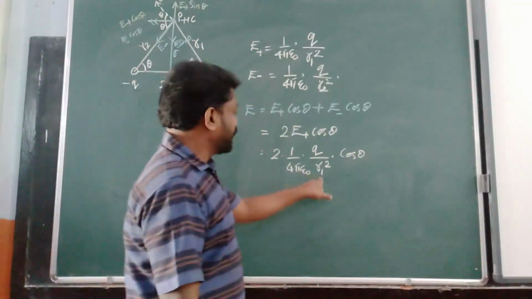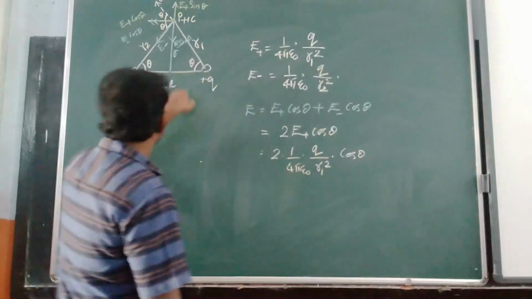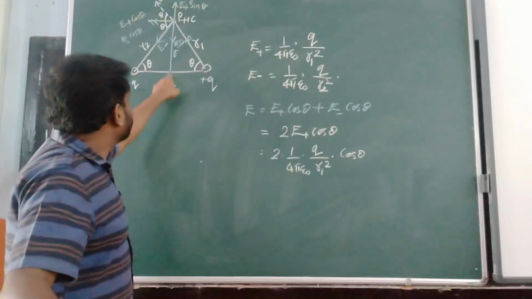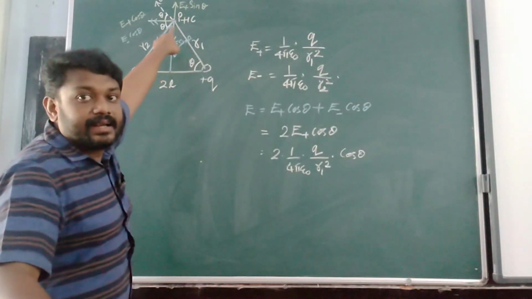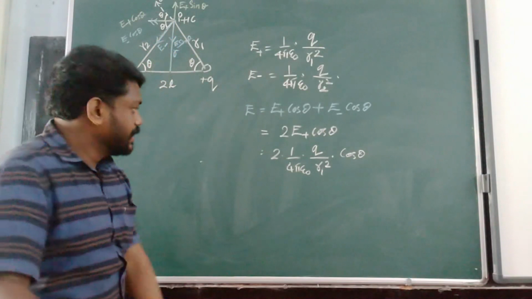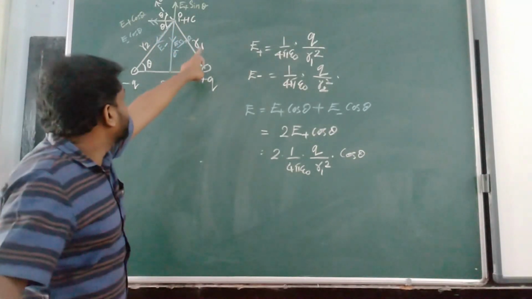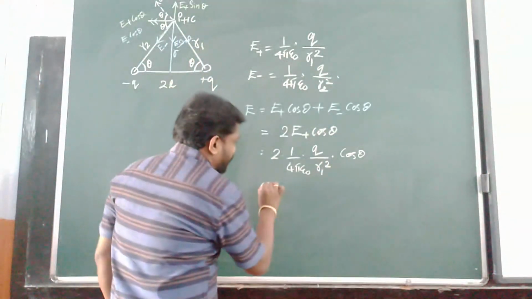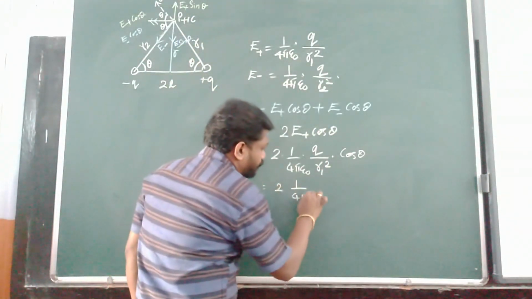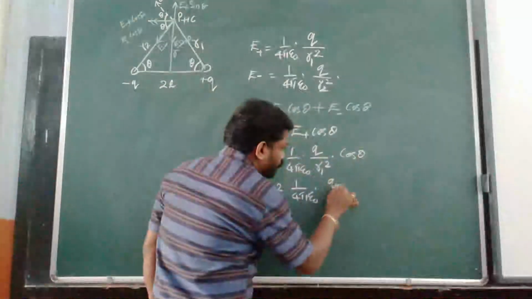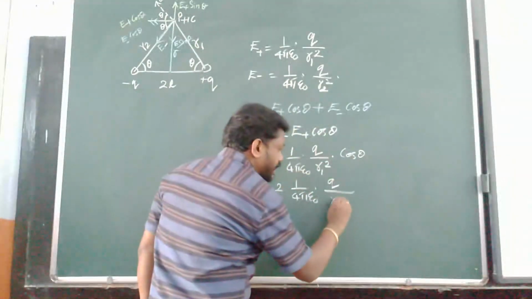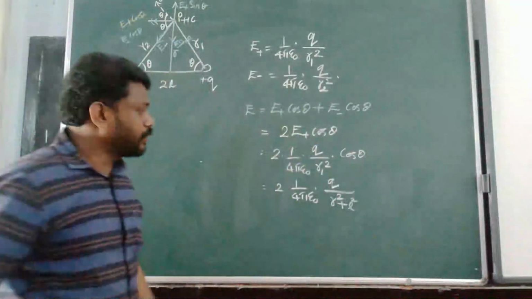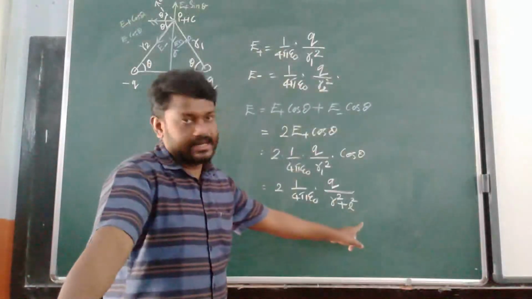This r1 square you can replace in terms of known values. What are the known values? The length of the dipole is known, and the distance from the center of the dipole up to the required point is also known. So r1 square you can write as r square plus L square. This becomes 2 into 1 by 4 pi epsilon 0 q divided by r square plus L square.